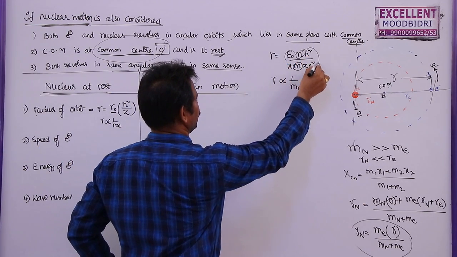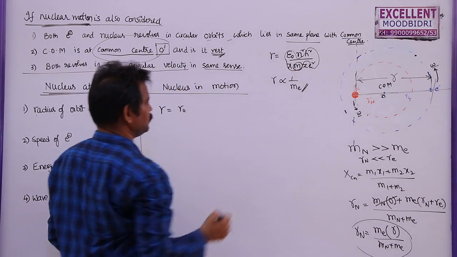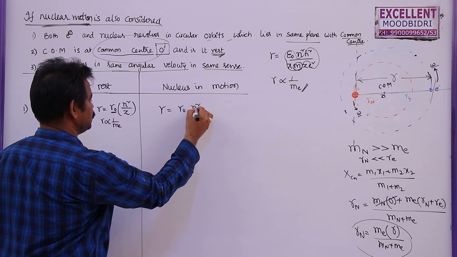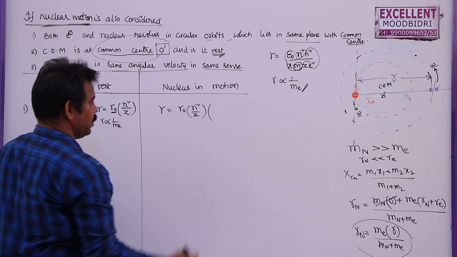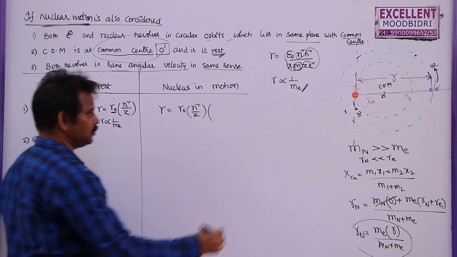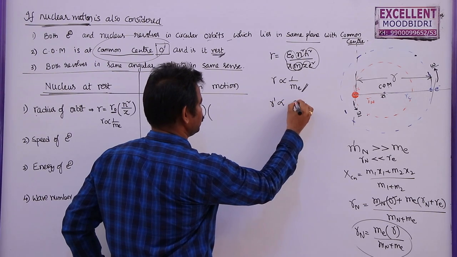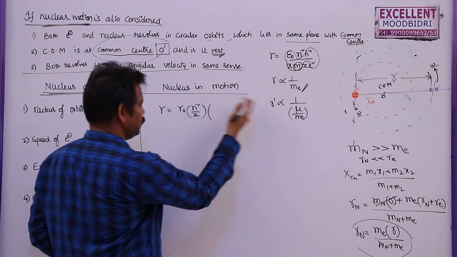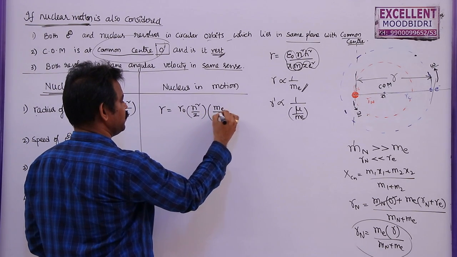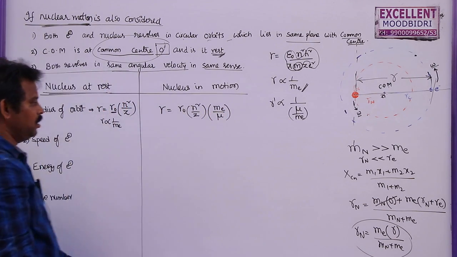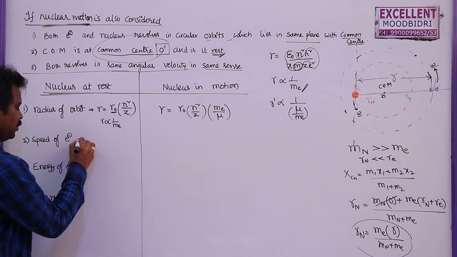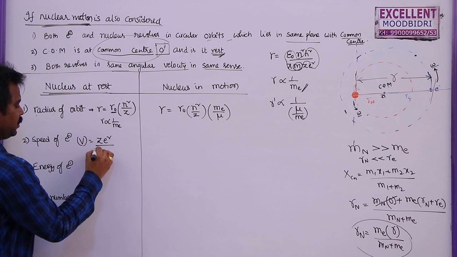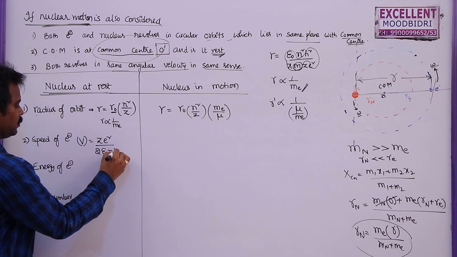Epsilon naught n square by pi m e square is the r naught value. So now if you write this, r naught into n square by z, into, here instead of the mass of electron, you should write the radius r dash, inversely proportional to mu by me. So if you write this, me by mu here, where mu is the reduced mass. Similarly, speed of electron is given by v is equal to z e square by 2 epsilon naught n h.